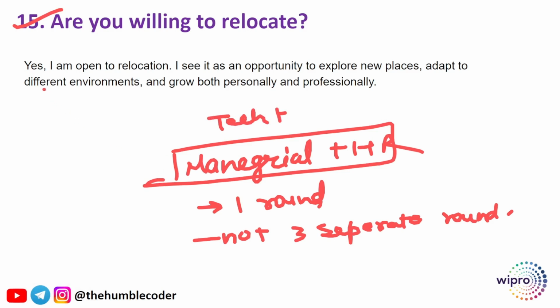So what you can answer to this question, are you willing to relocate? You have to answer always yes, obviously. So: yes, I am open to relocation. I see it as an opportunity to explore new places, adapt to different environments, and grow both professionally and personally. Because this question is just to check your mindset. Okay, are you even ready to work for a company, and are you flexible enough to work in the way in which they are asking? So you should always say yes to these kinds of questions. No one is going to ask you to relocate right now itself.